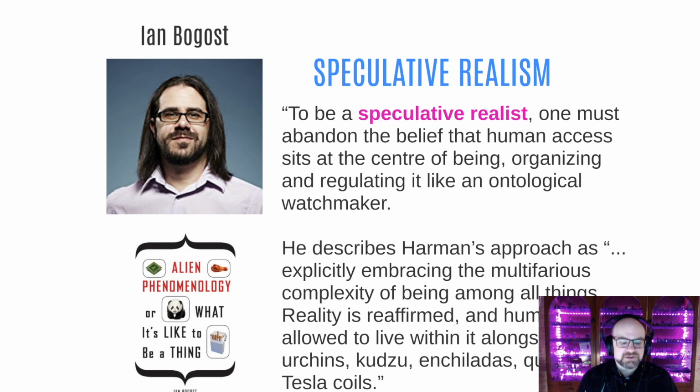This brings us up to Ian Bogost, and a book that you and I both know pretty well, and we both like, called Alien Phenomenology: What It's Like to Be a Thing. So Bogost is contributing to this idea of speculative realism. And he says, to be a speculative realist, one must abandon the belief that human access sits at the center of being, organizing and regulating it like an ontological watchmaker. He describes Harman's approach as explicitly embracing the multifarious complexity of being among all things. Reality is affirmed, and humans are allowed to live within it, alongside sea urchins, kudzu, enchiladas, quasars, and Tesla coils.